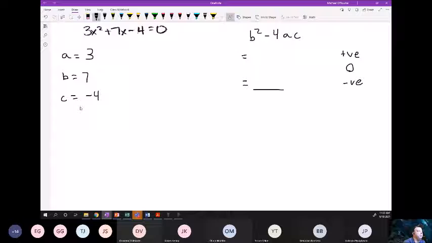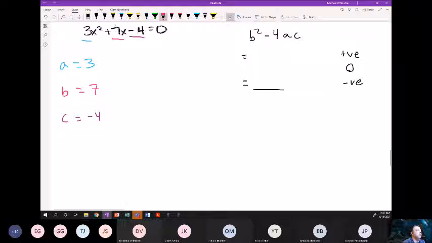I have a question for you. Would you like me to color code my numbers as I put them in? Yes or no? Yes? Okay. Can you guys see that blue okay? Or is it too light? It's good? Okay.